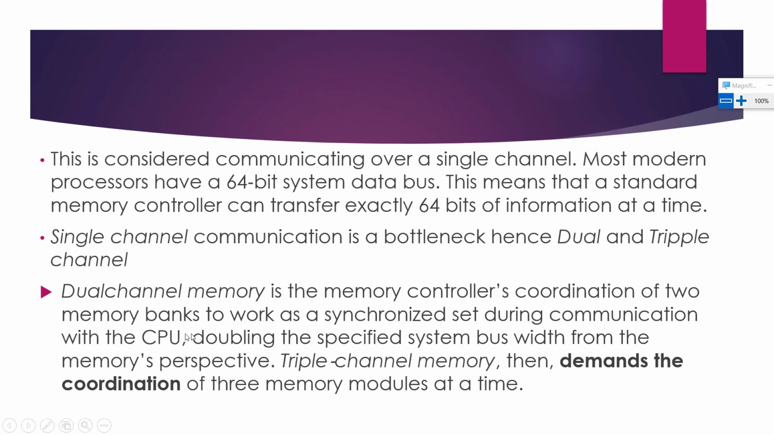Okay, let's go ahead. So triple channel memory then demands the coordination of three memory modules. So dual channel, two memory modules, triple channel, three memory modules, right? So those are the three RAM slots that are working synchronized, working together. So it just gets speedier.